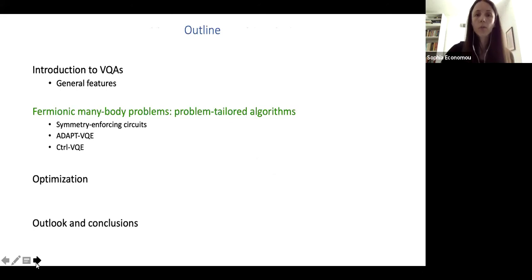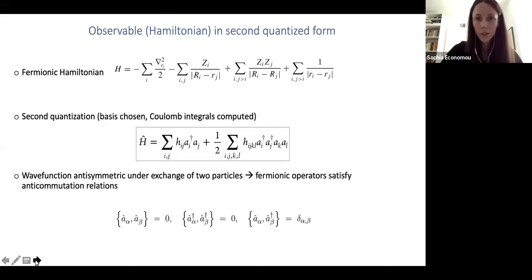All right, so this kind of concludes the general introduction. If there are any pressing questions, I can answer them now. Otherwise, I'll move to the main part of my talk, which is fermionic many-body problems. All right, so I think there are no questions, and I'll go right into that.